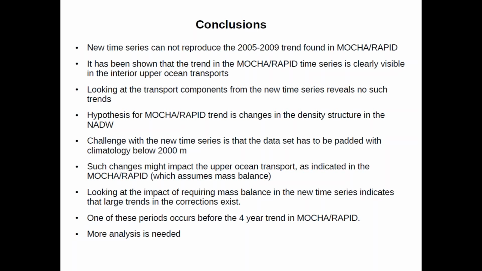And it's clearly visible in the MOCHA RAPID time series in the upper ocean transports, but in the new time series, there are no such trends in the upper ocean transports. And then there's the hypothesis of the changes in the density structure in the North Atlantic deep water. And the new time series, of course, can't really resolve the North Atlantic deep water because it's all climatology below 2,000 meters.